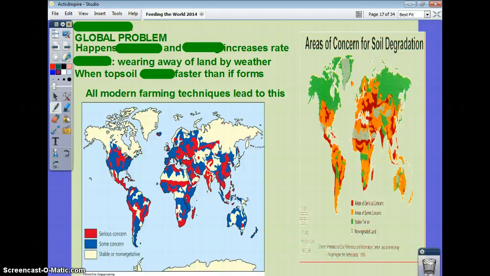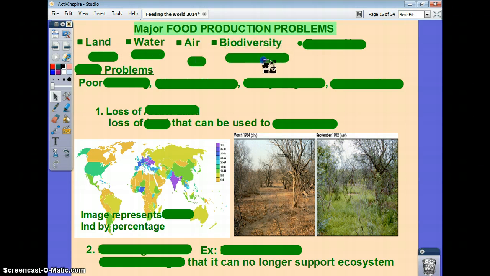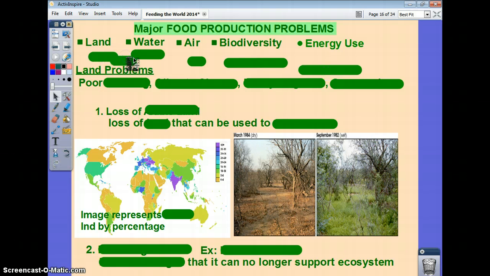Alright, to refresh your memory, we were talking about problems that arise from the production of food and trying to meet the needs of the growing population. And we're going to talk about land, water, air problems, problems of life or organisms, and the problem with excessive energy use. So we talked about land problems first, and I'm not going to refresh that page, but we're still there, okay?